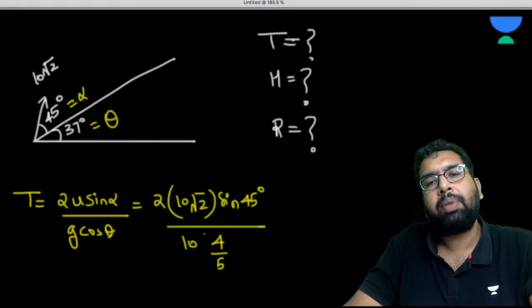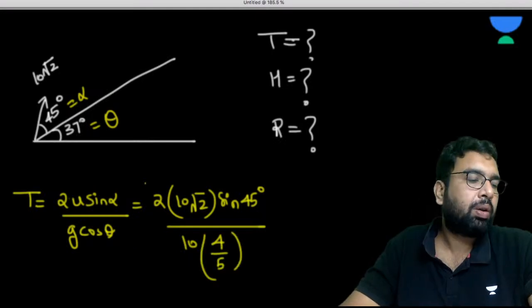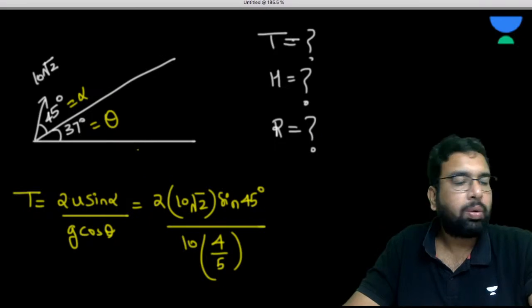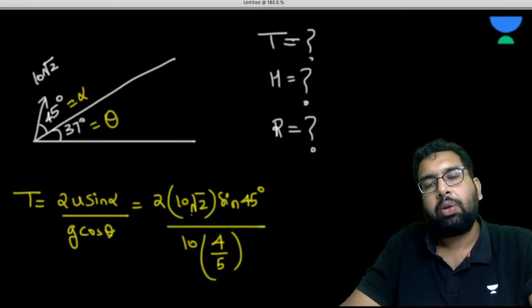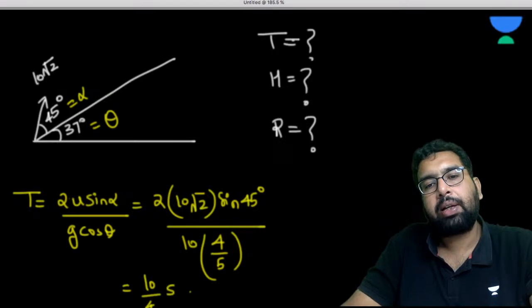You know, remember the standard triangle. Don't worry, Trisha, it's okay, I'll solve it. So it is going to be how much? See, this 10 cancels out, this root 2 cancels out. So it will become 10 by 4, isn't it? 10 by 4 second, that is 2.5 seconds, right?